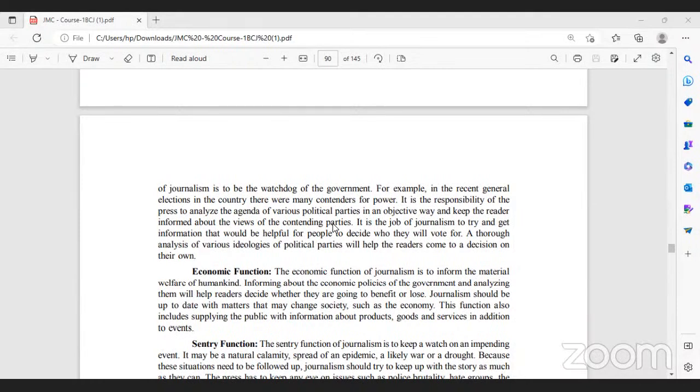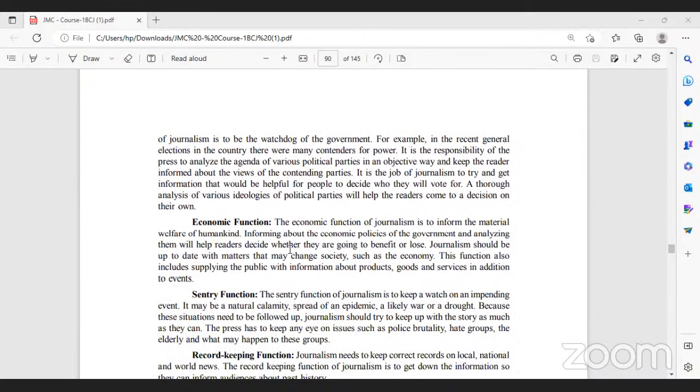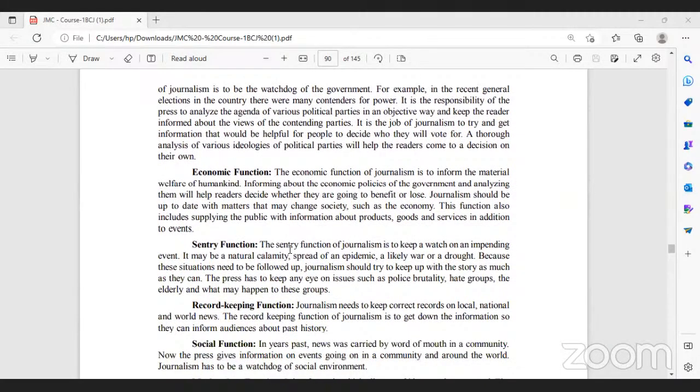So basically, it is doing a watchdog function, trying to understand what the governance is doing. Unfortunately, we end up with only criticism, but the information has to work like a watchdog and provide and update the political happenings in your society through newspapers or the electronic media.